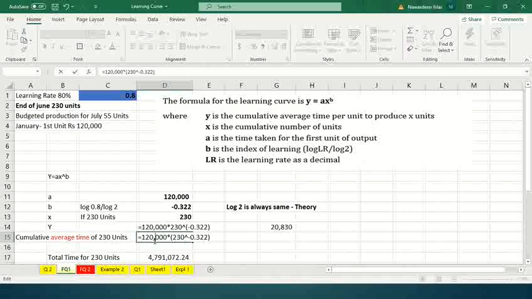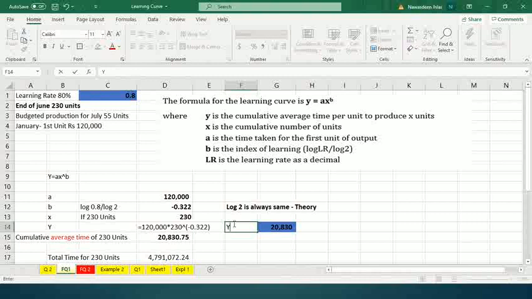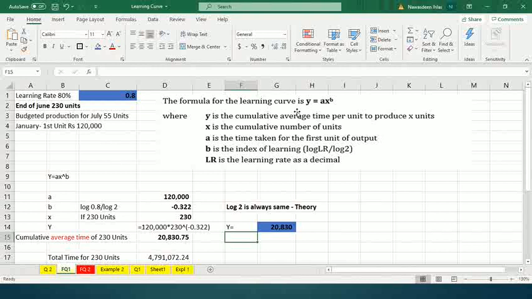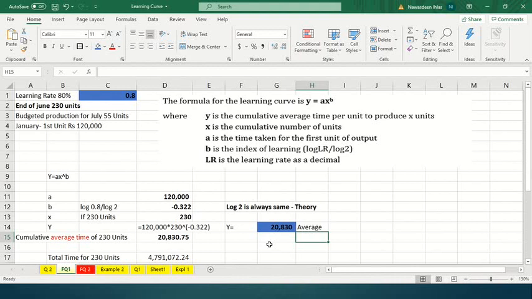You can find approximately 20,830. So this is your y. What does y mean? Y is the cumulative average time per unit. Remember that this is the average time, which means if we are producing 230 units, we can produce one unit at this time. Clear? So this is not the total time. If you are producing 230 units, this will be the average time per unit.